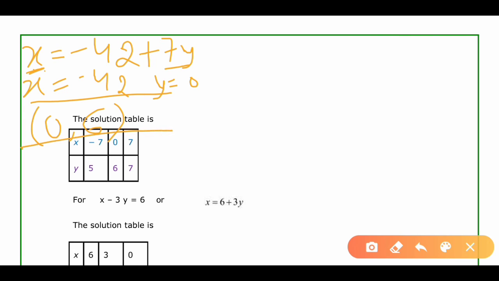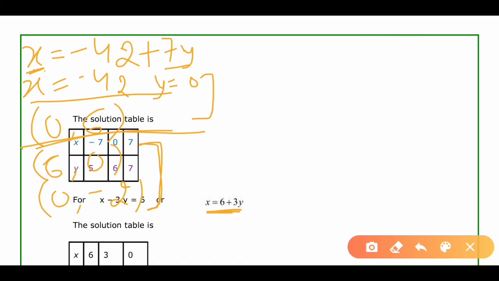The same procedure we will follow for this equation. First we will put y equals to 0, so we will get x equals to 6 and y 0. This one is the first point for the second equation, and again we will put x equals to 0, so this time we will get y equals to minus 2. So we get these 2 points for the second equation, and these are the 2 points for the first equation.